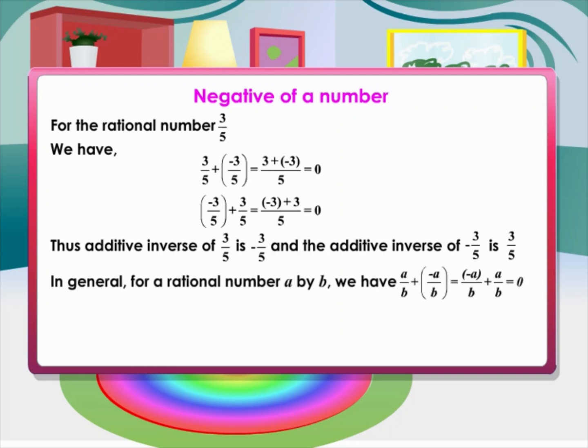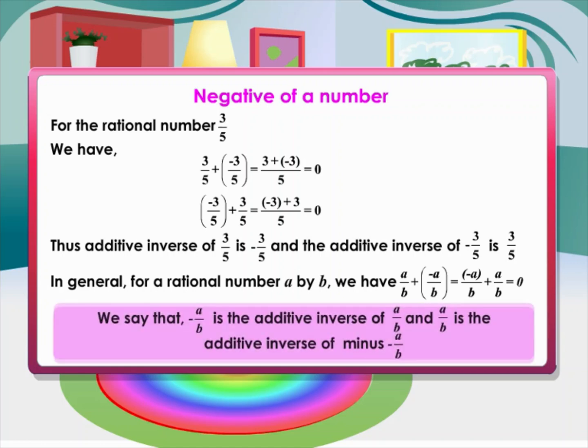In general, for a rational number a by b, we have a by b plus minus a by b is equal to minus a by b plus a by b is equal to 0. We say minus a by b is the additive inverse of a by b, and a by b is the additive inverse of minus a by b.